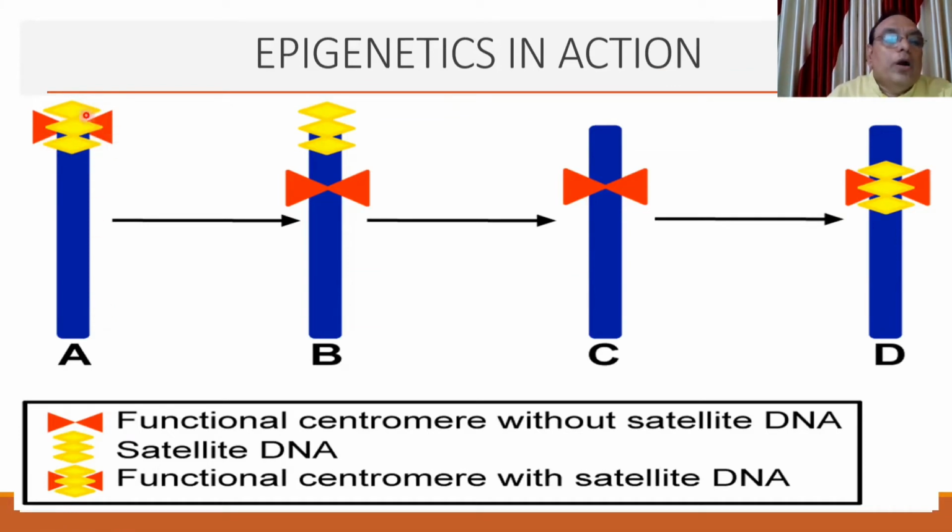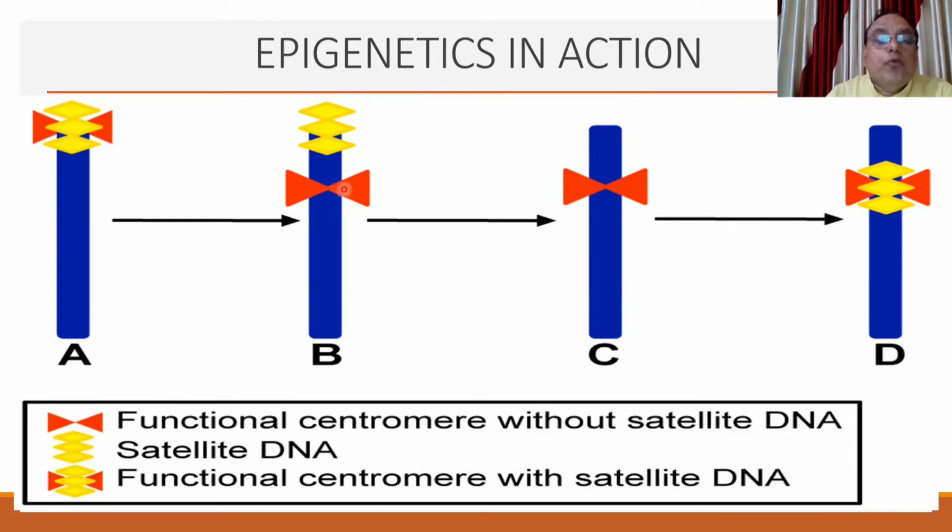So you have the normal, functioning centromere at this point of the chromosome at stage A. What happens is that, due to some reason or the other, this CENPA shifts from its original centromeric point. So you see here that the satellite DNA is here, and the centromere has shifted, CENPA has shifted below.